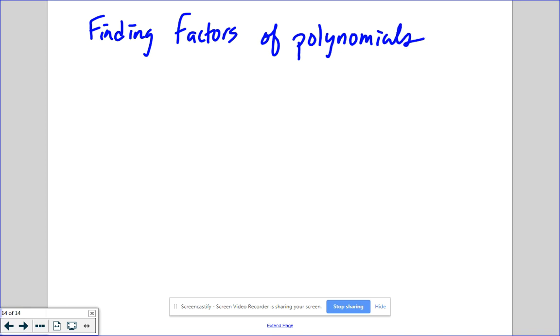All right, so finding factors of polynomials. Okay, the easiest way to do this is we're going to use what's called P over Q.